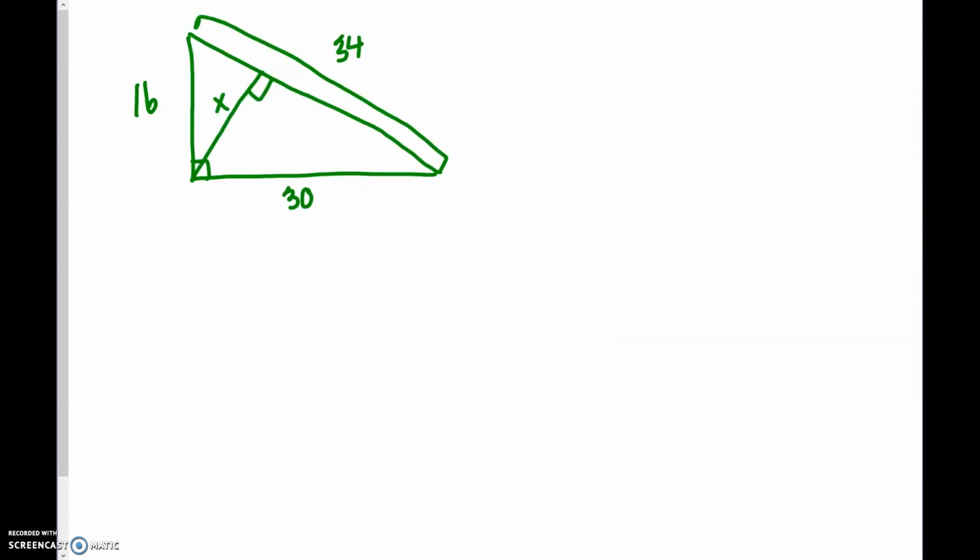All right, let's try one more. So you guys copy this down, and then go ahead and give this a try, and then come back and see what you get here to try to find out what X is.